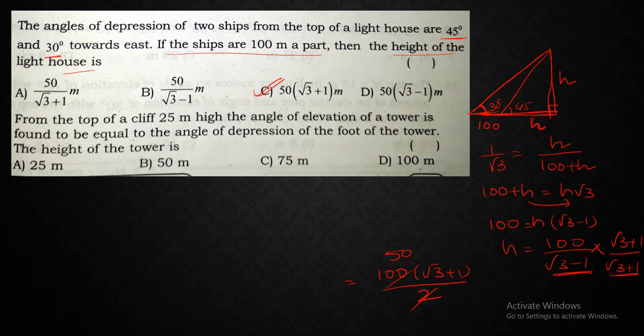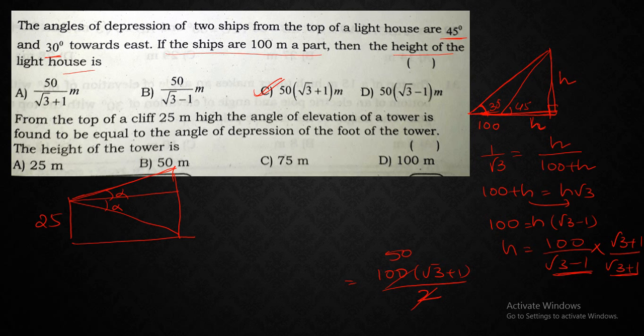Next, moving on to one more question. From the top of a cliff of 25 meters high, the angle of elevation of the top of a tower. So there is one more tower. Here he has observed the top of the tower. From the top of a cliff of 25 meters high, the angle of elevation of a tower is found to be equal to the angle of depression of the foot of the tower. So that means, if this is alpha, then this is also alpha. Okay, so this is alpha and this is also alpha.